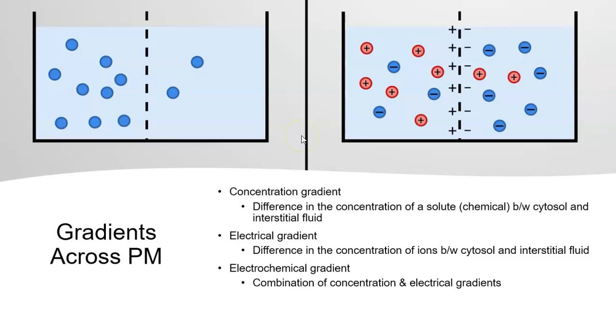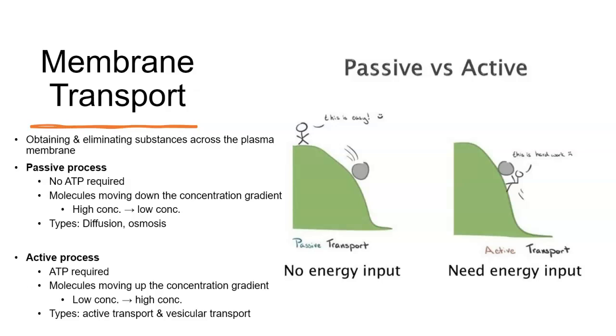An electrochemical gradient is a combination of the two. So there's a different concentration of the chemicals and there's a different concentration of the electrical charge. So different gradients rather than concentration. Okay? Just keep in mind it means there's more of something on one side of the membrane versus the other. When ions, molecules, water move into or out of the cell, that is called membrane transport.